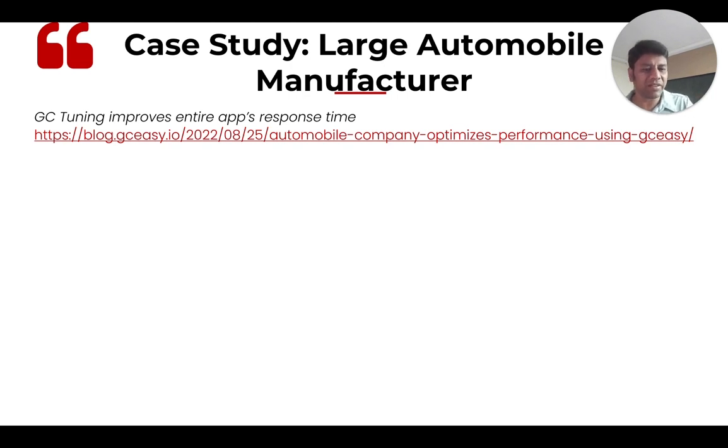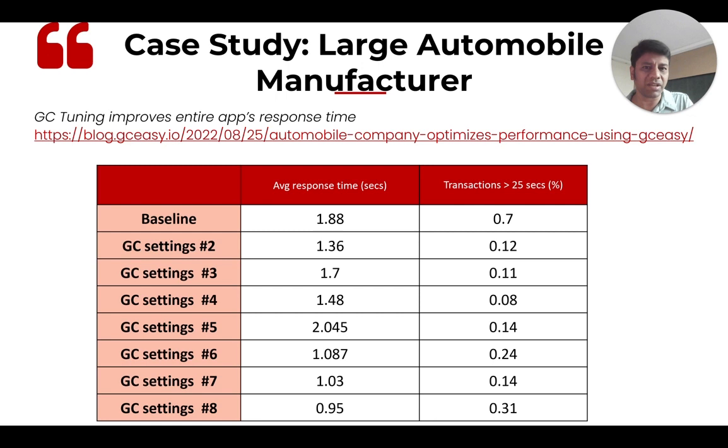When they did the GC tuning, look at this average response time. This is the customer-facing response time. It is 1.88 seconds. When they did the GC tuning, their average response time dropped from 1.88 seconds to 0.95 seconds. We're talking about a 50% reduction.